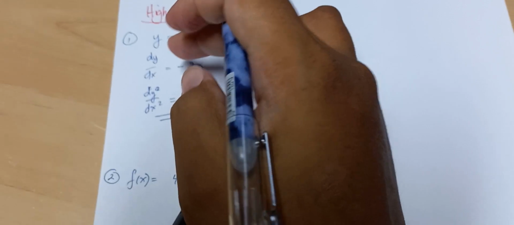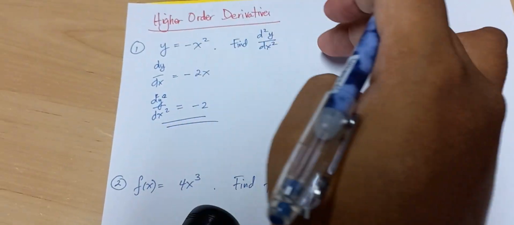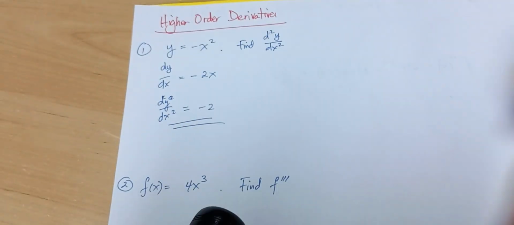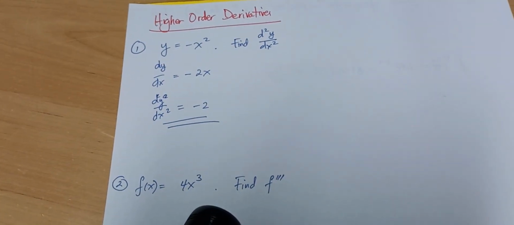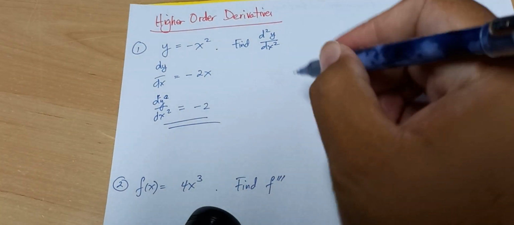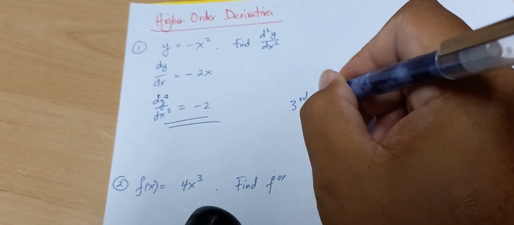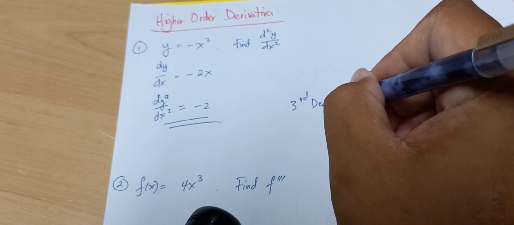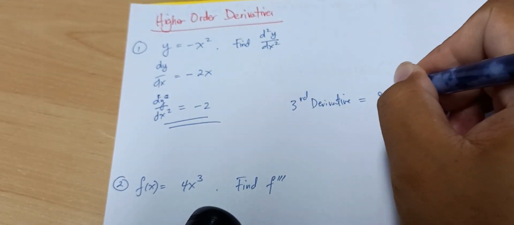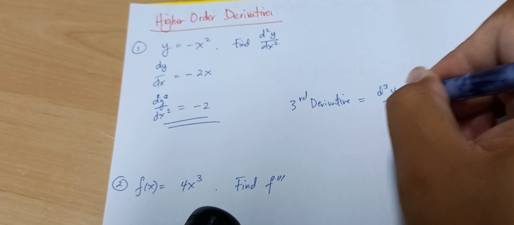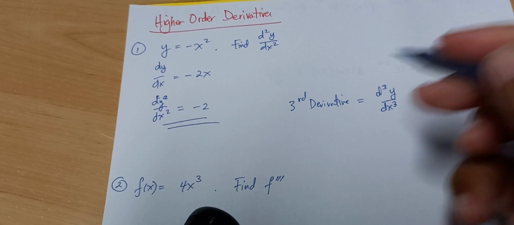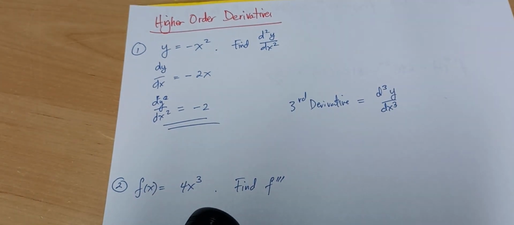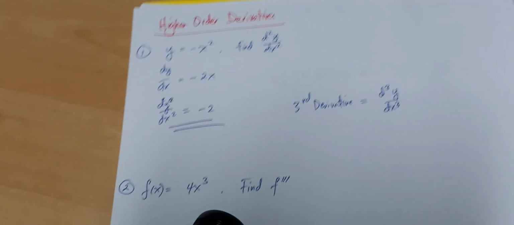Okay, so when it's y equals a function, we do it like this. First derivative, dy/dx. Second derivative, d squared y over dx squared. Third derivative would be d cubed y over dx cubed. If we put 4 here and 4 down there, we get our fourth derivative.